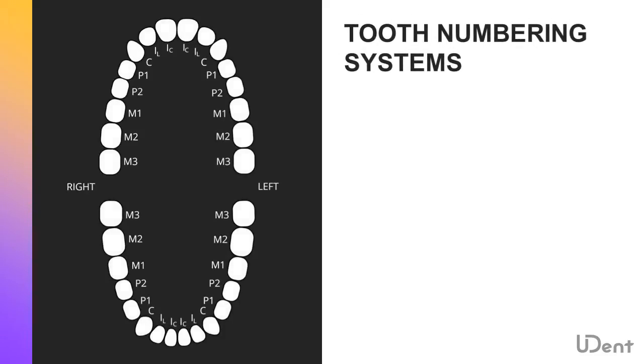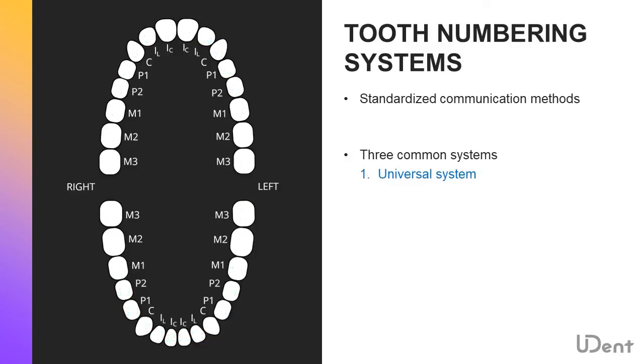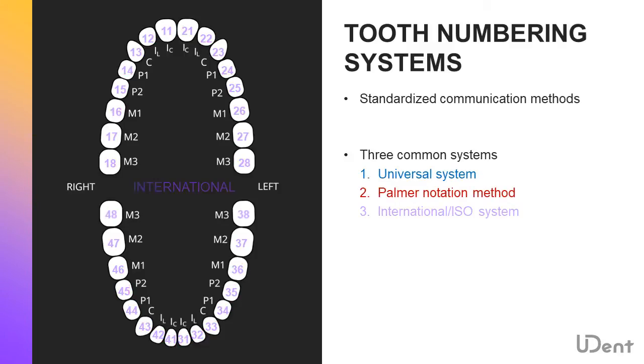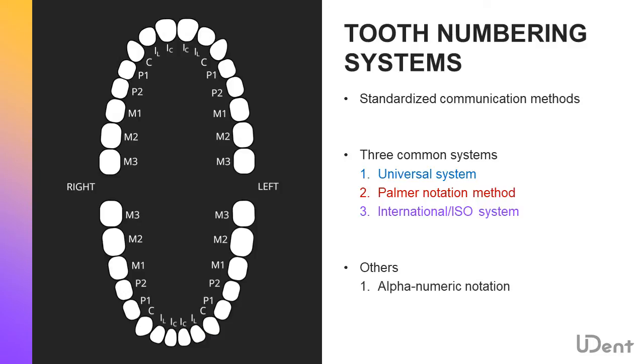The dentistry profession uses several different dental notation systems to indicate teeth in the upper and lower arch. These systems are standardized communication methods between different dentists in order to avoid confusion. There are three most commonly used systems: the Universal Numbering System, the Palmer Notation Method, and the ISO system. Another two systems, the Alphanumeric Notation and the Paleoanthropology Notation, are less commonly used.